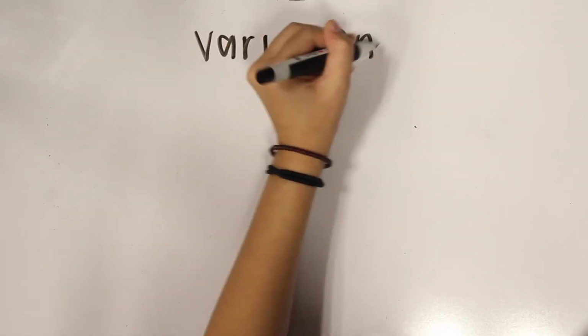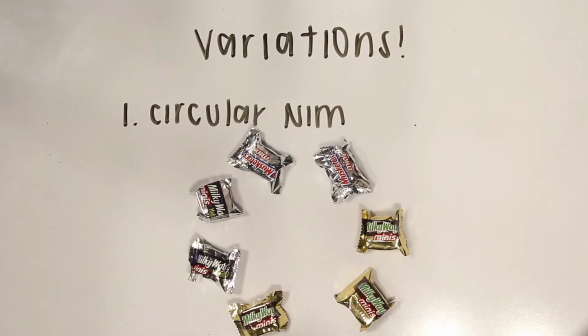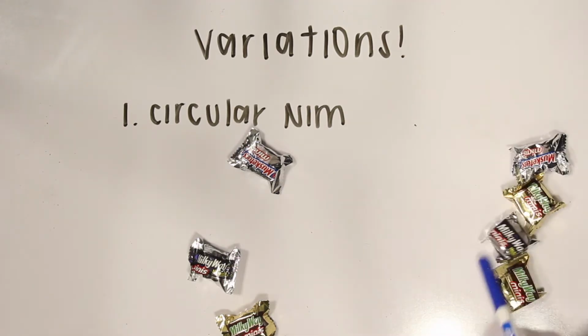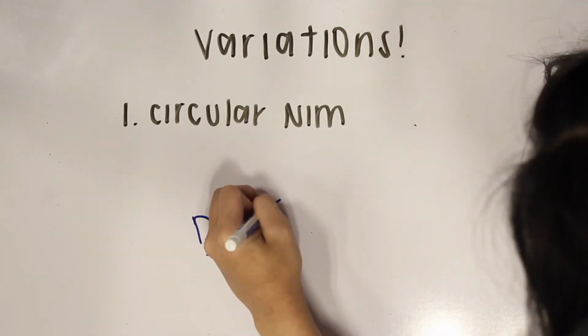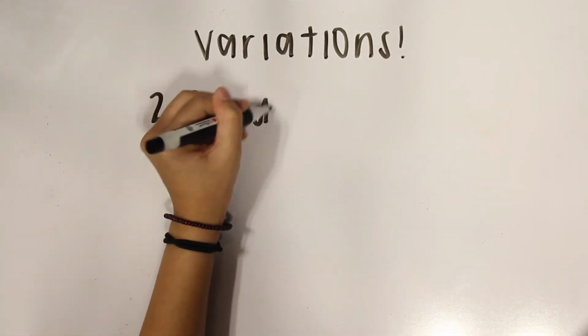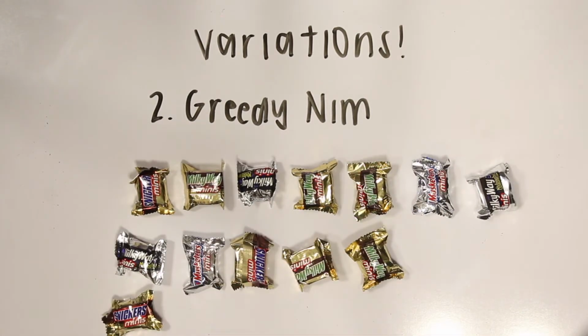There are also many variations of the game. One of them is circular NIM, where any number of objects are placed in a circle and the two players can alternately remove 1, 2, or 3 adjacent ones. Another variation is greedy NIM. With this game, the players are restricted to choosing items from only the largest pile.